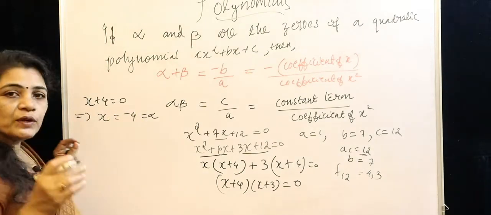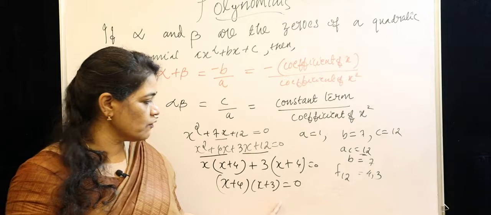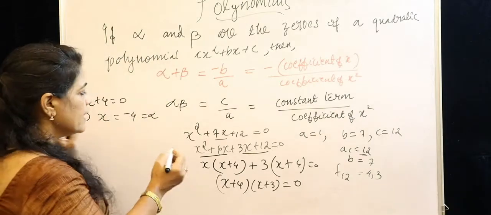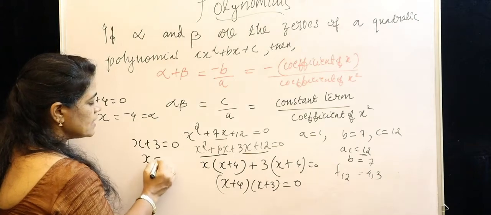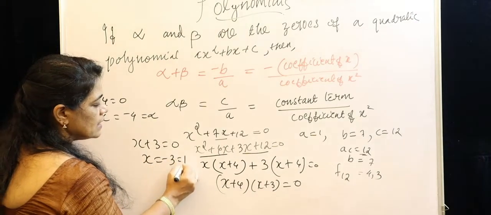And beta: to get beta, you equate x plus 3 to 0. The second factor can be equated to 0, that is x plus 3 equal to 0, that is x is equal to minus 3. This is equal to beta.